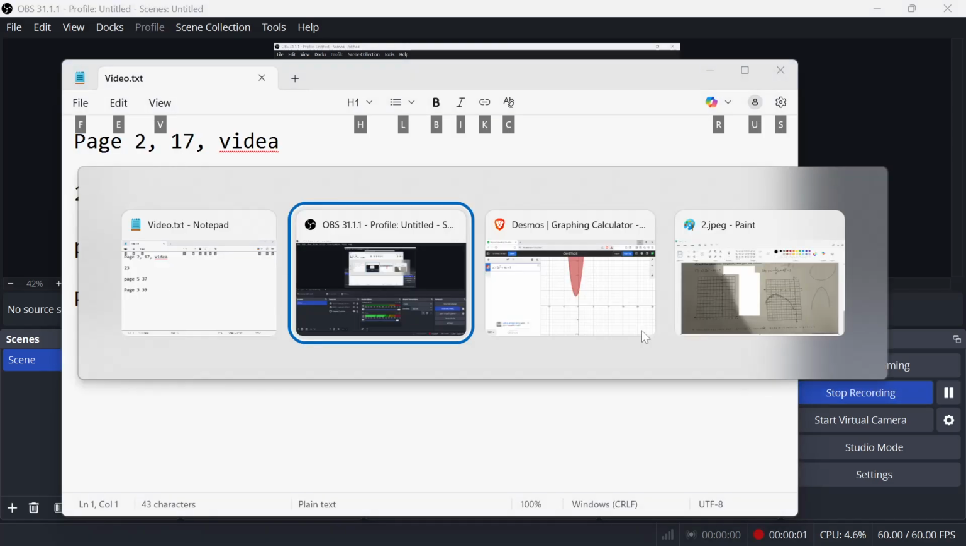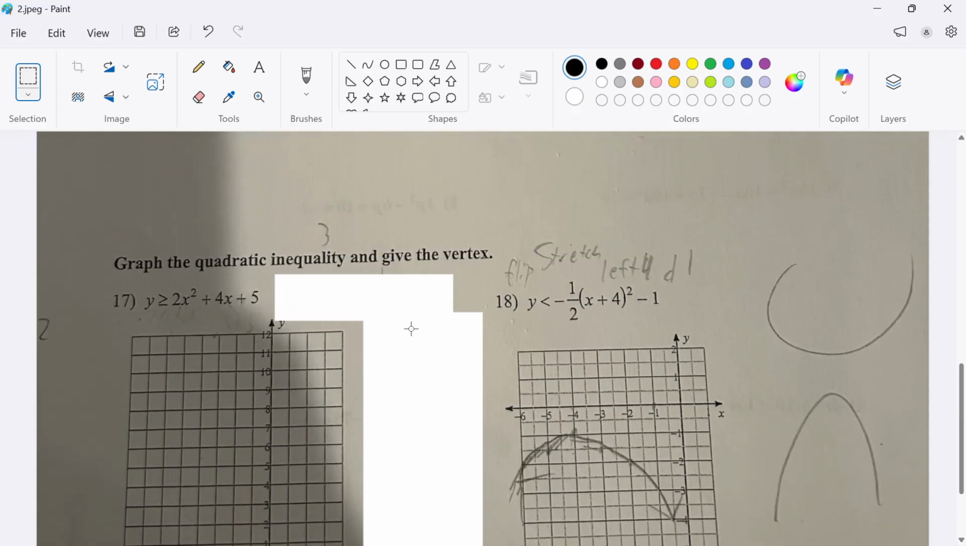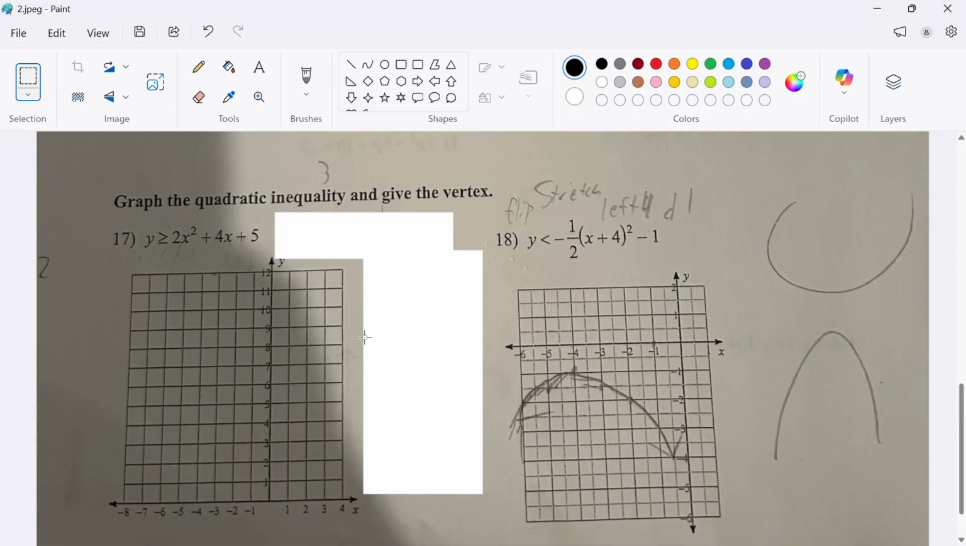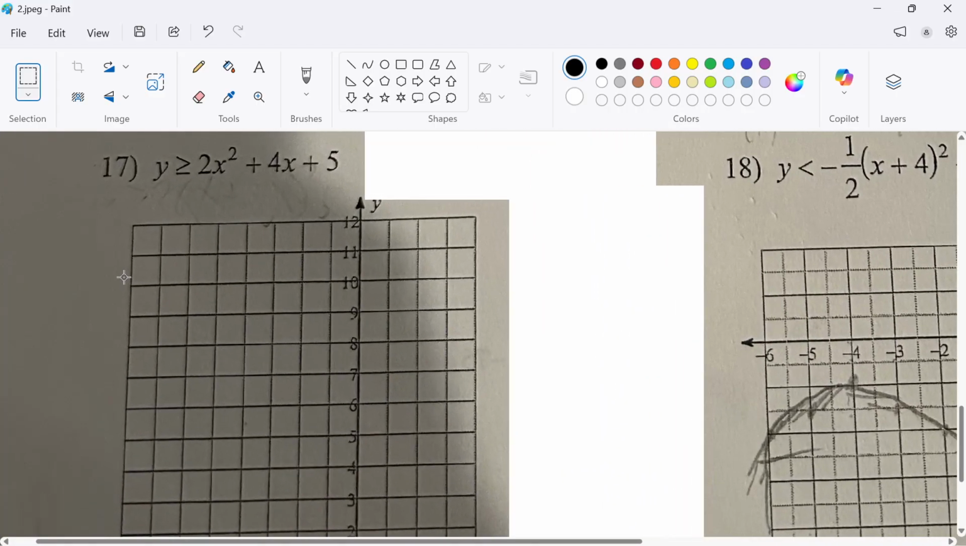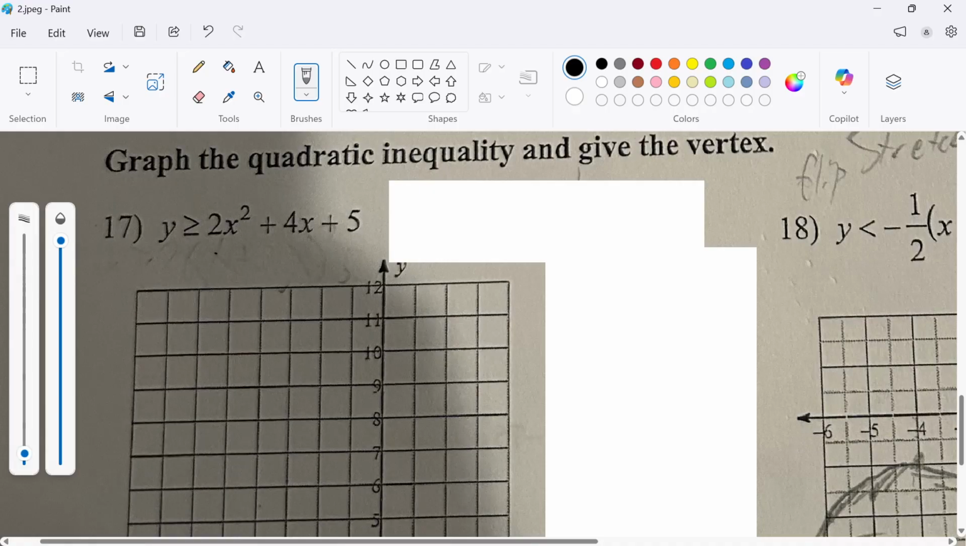Here's a pre-calculus AB question: given this quadratic inequality, graph it and give the vertex. Well, I can do this two ways. I can use negative b over 2a, where this is ax squared plus bx plus c, to get the x coordinate of the vertex, and then plug that into the equation to get the y coordinate.